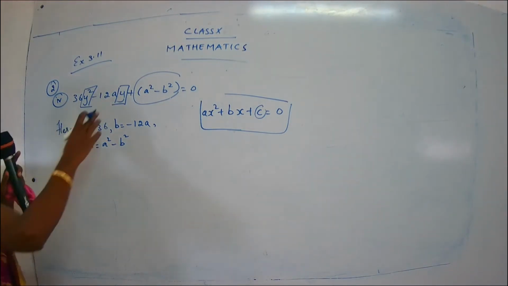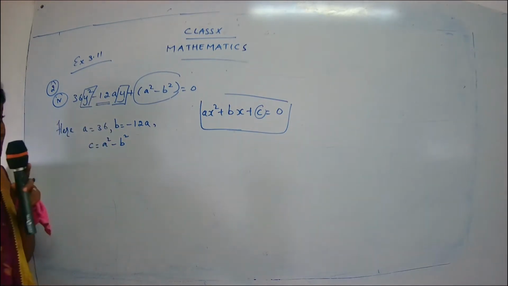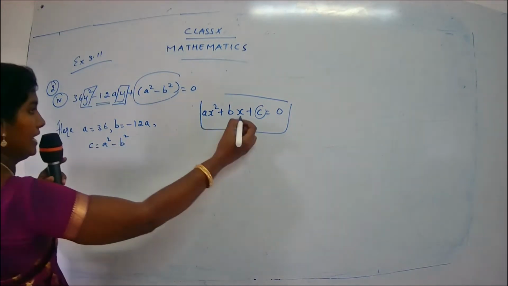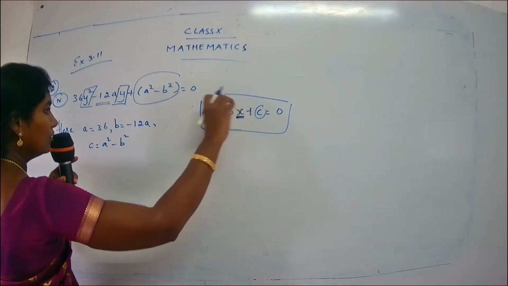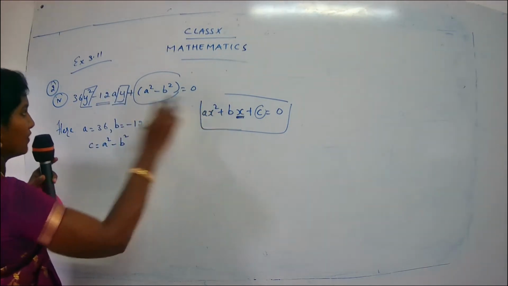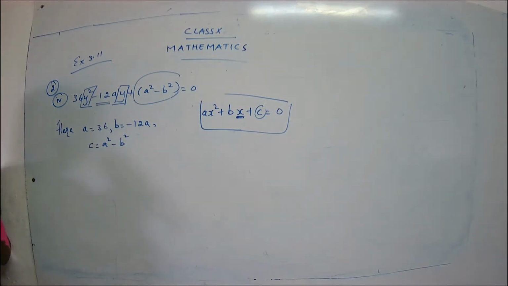So you may feel, oh, it would be minus 12, but it's not minus 12, it is minus 12a. Again, these are the minor mistakes that you may make when you do the sum. So be careful with the coefficients, because only x should be left. Whatever is with x, that is b. What is with y here in place of x? Minus 12a. So a is 36, b is equal to minus 12a, and c is equal to a square minus b square.